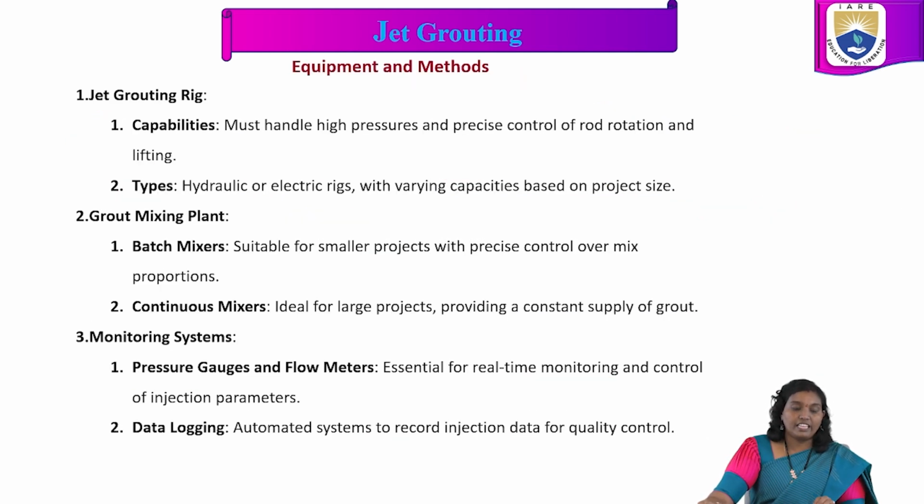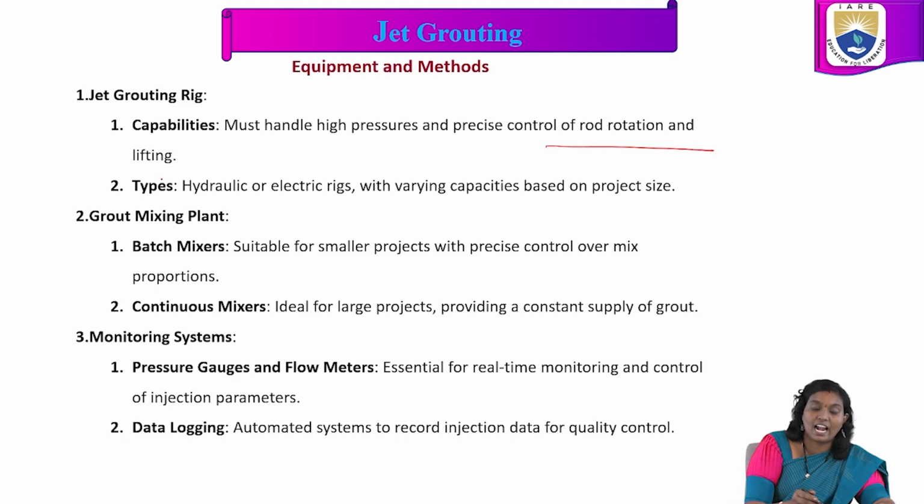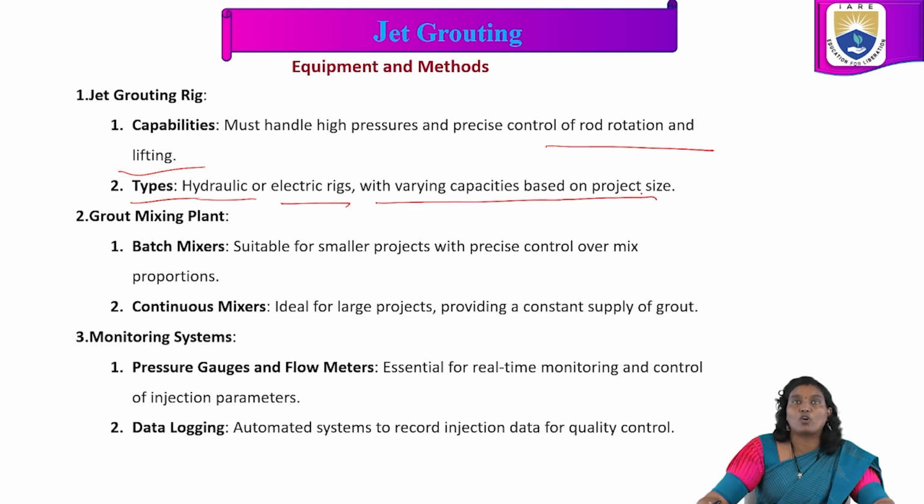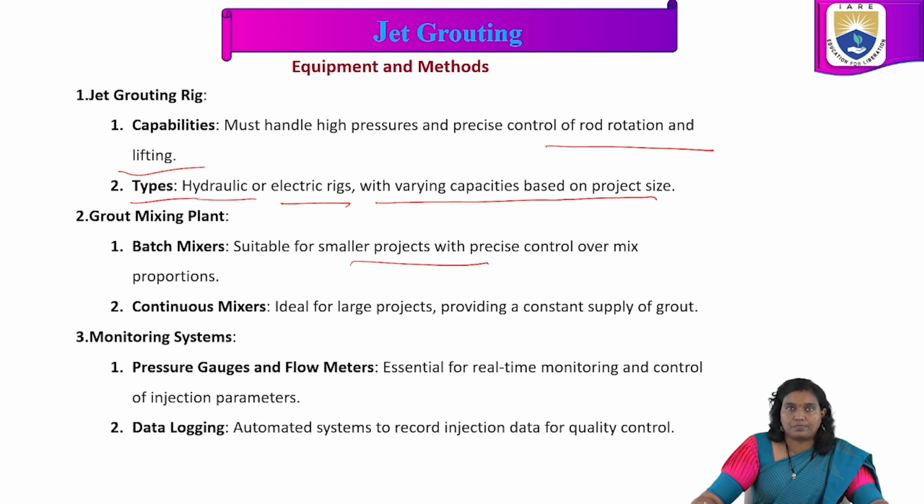Equipment and methods. In this, the jet grouting rig must handle high pressures and precise control of rod rotation and lifting. Types: hydraulic or electrical rigs with varying capabilities based on the project size. Grout mixing plant: batch mixers and continuous mixers. Batch mixers are suitable for small projects with precise control over mix proportion. Continuous mixers are ideal for large projects, providing a constant supply of grout.